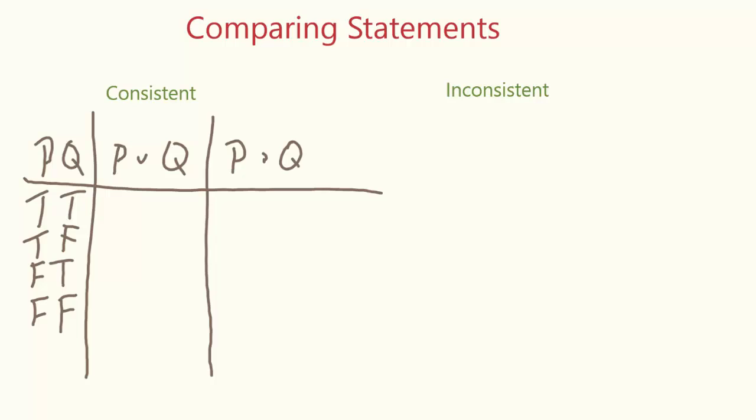Our first compound proposition is a disjunction, and it's true just in case at least one of our disjuncts is true. So examination of our first case shows that both of the disjuncts are true, so it's true. Second case, we see that the P is true, so at least one of the disjuncts is true. It's true. Third case, Q is true, so at least one of the disjuncts is true. But they're both false in the fourth case. And so our disjunction is false in that case.